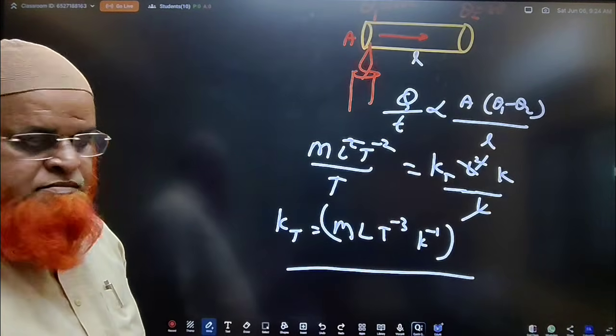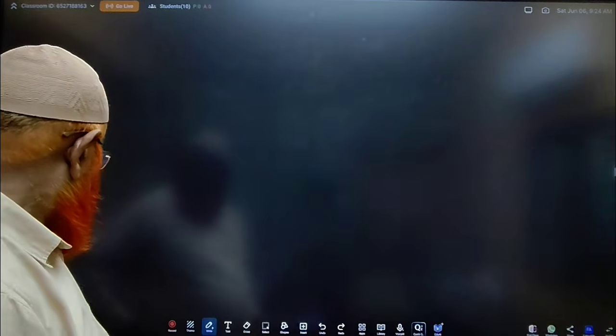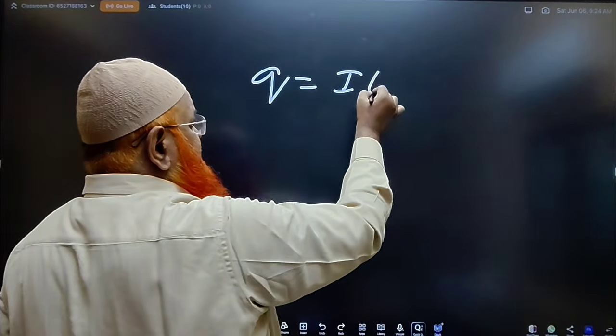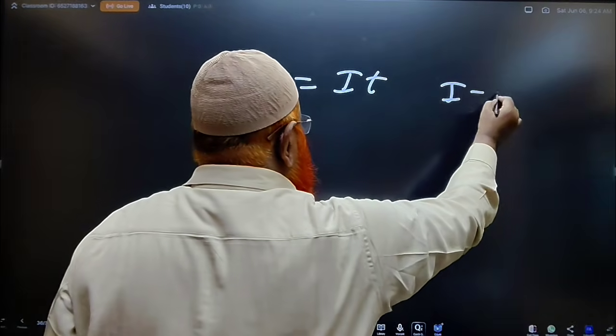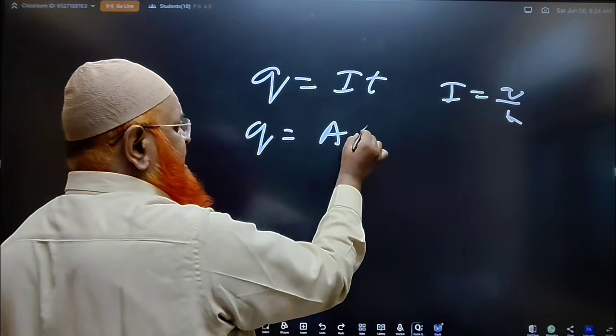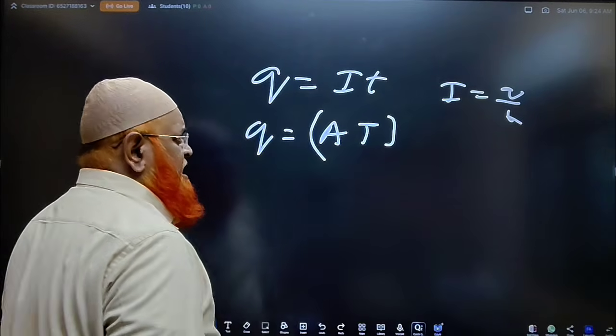Is it okay? Next. Electric charge. Charge is nothing but current into time, because current is nothing but charge by time. So current I is represented with letter A, and this is time, which is T. A means ampere.